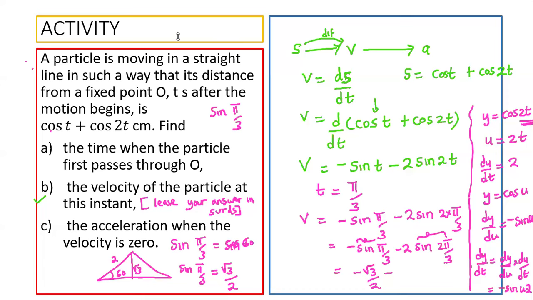Okay. I'm having root 3 out of 2. Okay. Yes, Maria. Good afternoon, sir. Yes, good afternoon. Can you please repeat how to get negative root 3 out of 2?